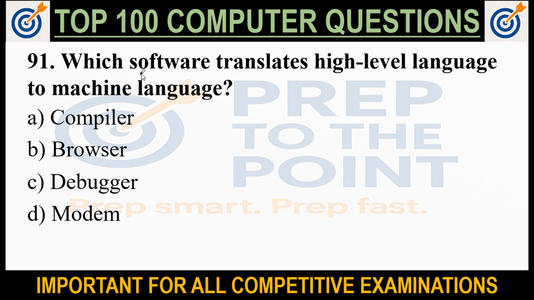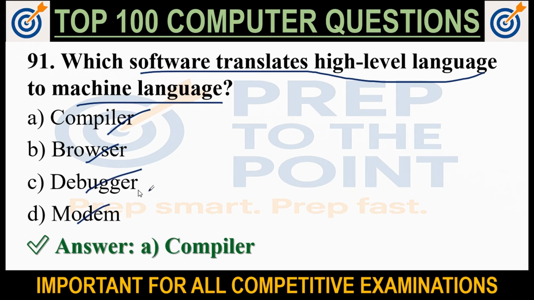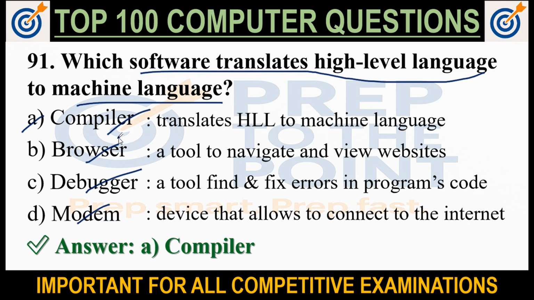Which software translates high-level language to machine language? Compiler, browser, debugger or modem? The right answer is compiler, option A. Compiler is used to translate high-level language to machine language. Browser is a tool to navigate and view websites.